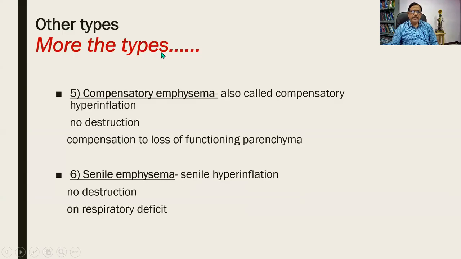There are other types of emphysema. Please remember this. More the types, more the marks. Number 5 is compensatory emphysema. Compensatory emphysema is a compensatory hyperinflation. Whenever part of a lung is affected, there is a collapse, etc., and the remaining lung can become distended. It is called compensatory emphysema. Senile emphysema occurs in old age due to loss of elasticity, but the function is not affected. Compensatory emphysema, senile emphysema.